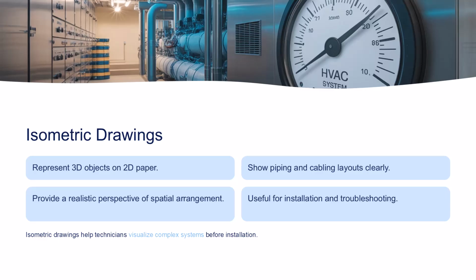They make spatial arrangements easy to understand, showing how systems fit together in reality. Technicians use them to visualize the layout before actual installation, reducing confusion. They also highlight slopes and bends, helping teams plan for accuracy and troubleshooting. Isometric drawings bridge design and practical implementation seamlessly.